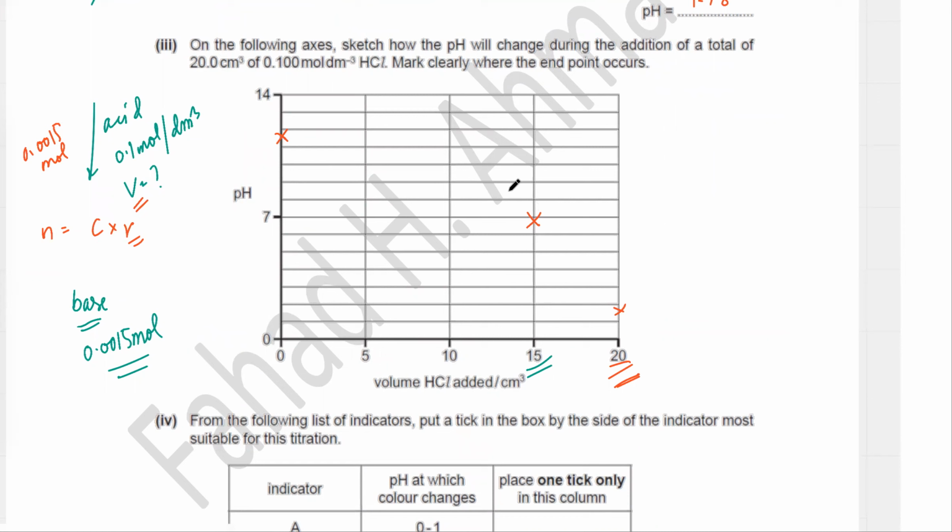So remember, you always search for 3 points. One is the initial, the starting point, when you don't add the HCl. Then the end point when you add all the HCl, and then you find the middle point where you add the exact right amount of HCl so that neutralization happens. And the curve is going to be an S-shaped curve. Remember, most of the pH is going to change around the neutralization point. That is where most of your pH would change.